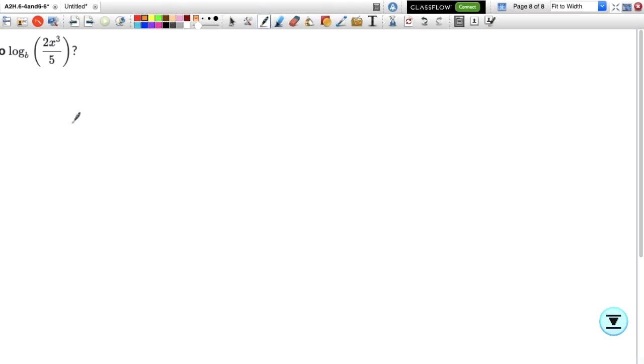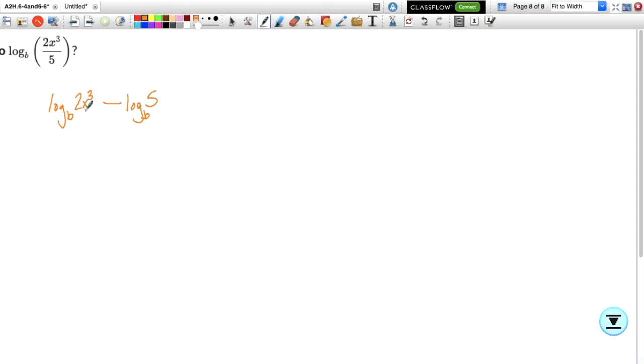Log base b, and I noticed that it's a division problem. So I'm going to first start out by writing it as a subtraction. So I'm going to have log base b of my numerator, 2x to the 3rd, and then minus log base b of my denominator, 5. Now this is pretty simple, right? Okay, there's nothing more I can do here.